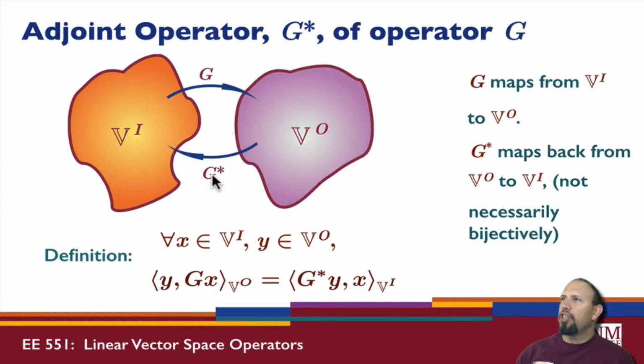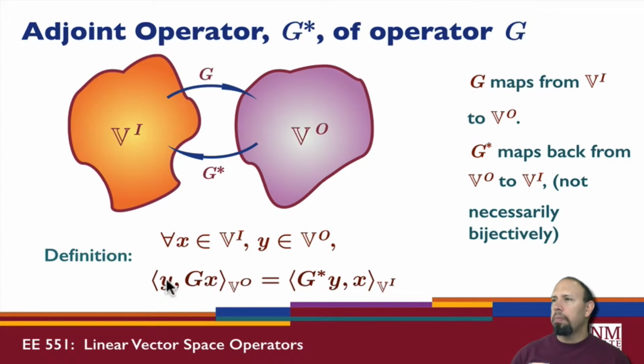So how is the adjoint defined then? It's defined by an inner product. Okay? You need to have an inner product in order to define the adjoint operator. So here's how it's defined. Remember, you have an input space, you have an output space. So x is in the input space, y is in the output space. Since G maps from input to output, then G times x is in the output space.